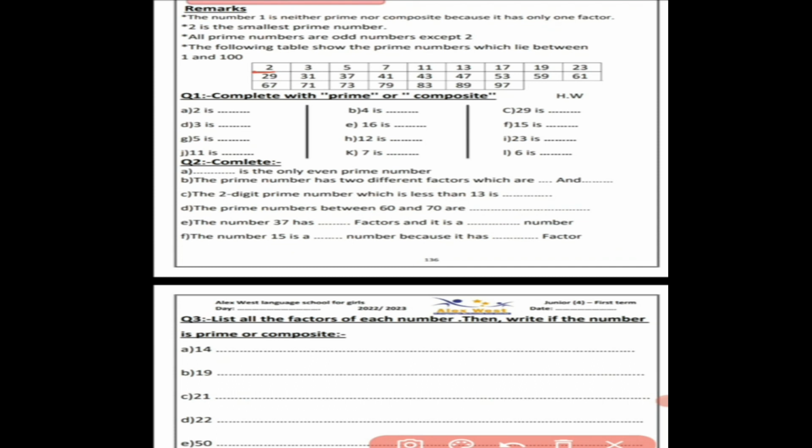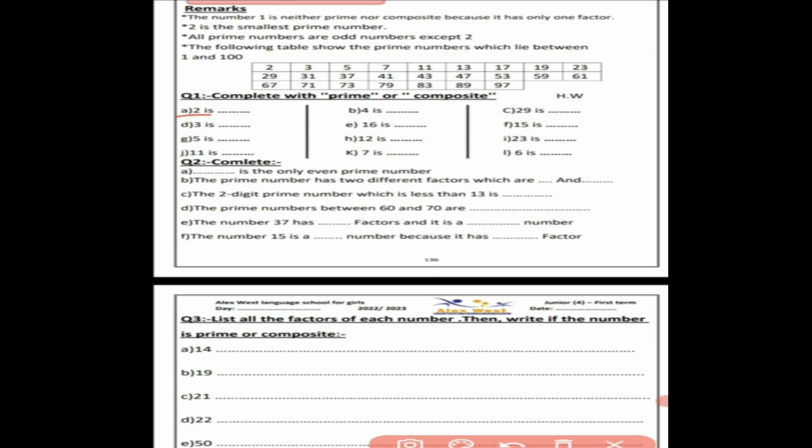1 and 2. 3 is a prime number. Why? Because 3 has only 2 factors, 1 and 3. 5 is a prime number. 5 has only 2 factors, 1 and 5. 7 is a prime number. Why? It has only 2 factors, 1 and itself, 7.